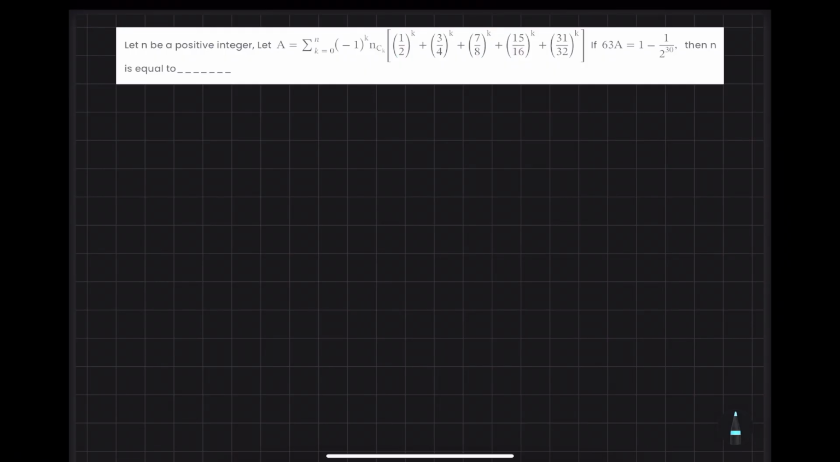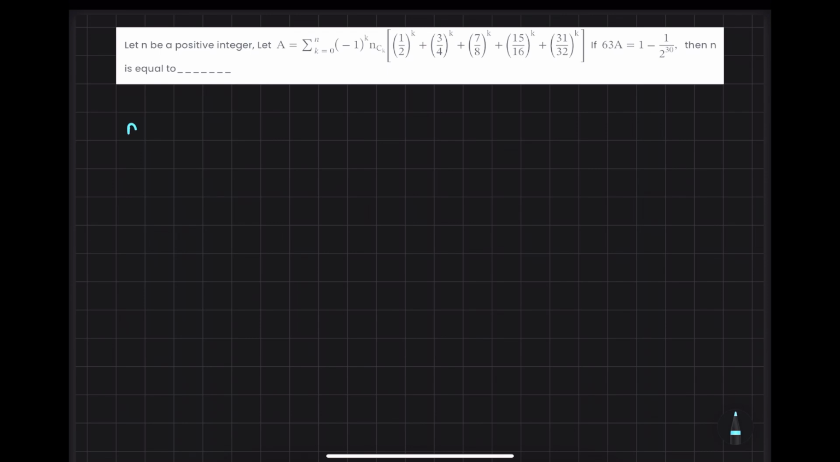So we got this situation. Let n be a positive integer. Let a equal to this. So this is a series question. If 63a equals 1 minus 1 by 2 power 30, then n is equal to? Okay, so look at this question.